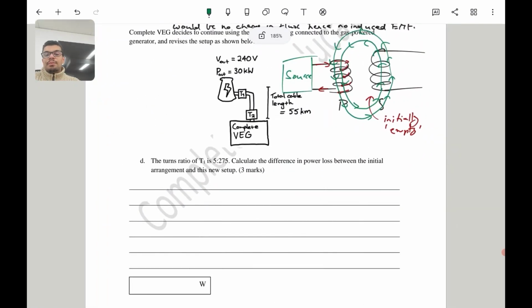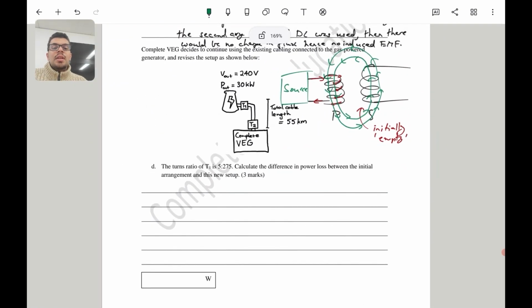Complete VG decides to continue using the existing cables connected to the gas power generator and revises the setup as shown below. Now the turns ratio of T1 is 5 to 275. Calculate the difference in the power loss between the initial arrangement and the new setup. Okay, perfect. So now we have our transformers T1 and T2 that are placed.